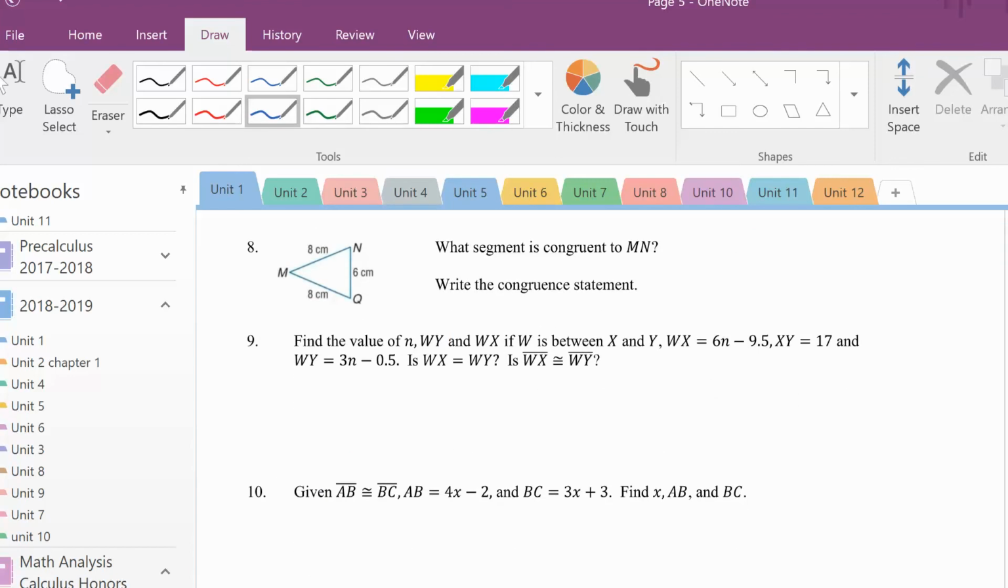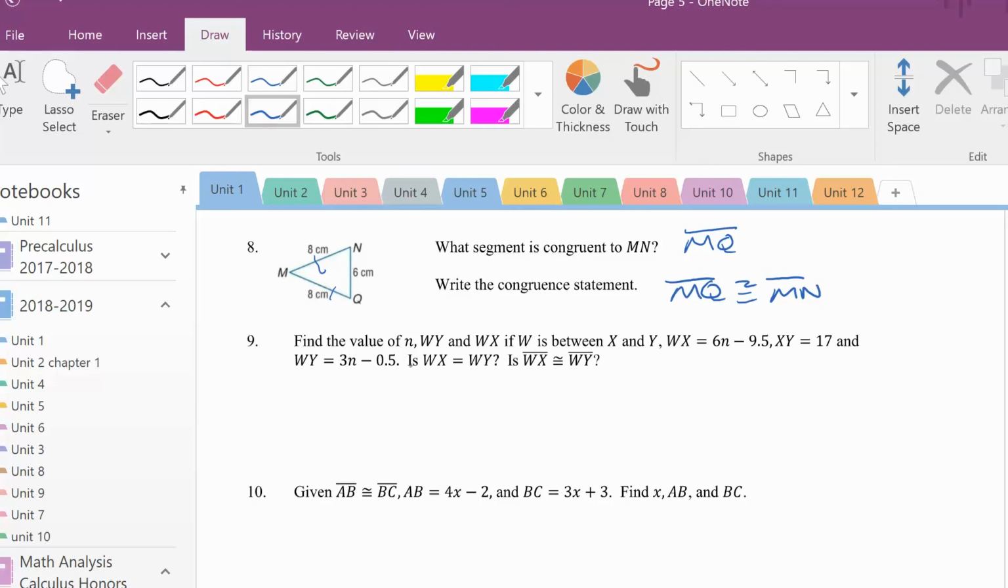So if you look at the picture here in number 8, it says what segment is congruent to MN? Well, notice MN is congruent to MQ. So segment MQ is congruent to segment MN because they have the same measure. So we'll write a congruent statement. We say MQ is congruent to MN with the segments.